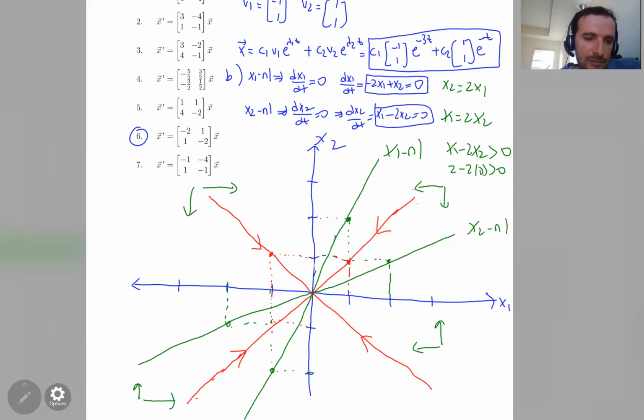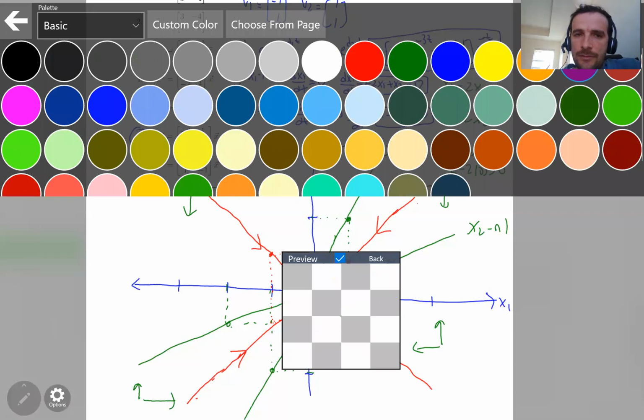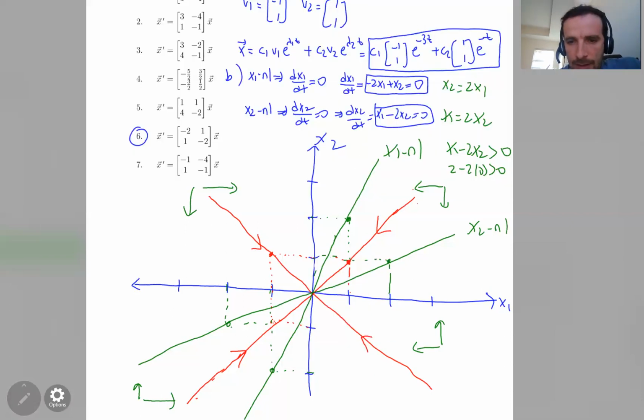Let me pick another color. Now I know that on the x1 null line, arrows are vertical, right? So if you look here, arrows are pointing downwards, so it's downward in here. And on this part of the x1 null line, arrows are pointing upwards, right?